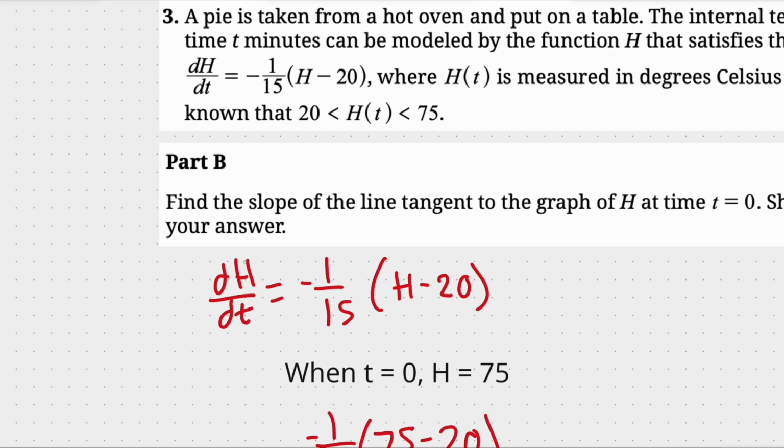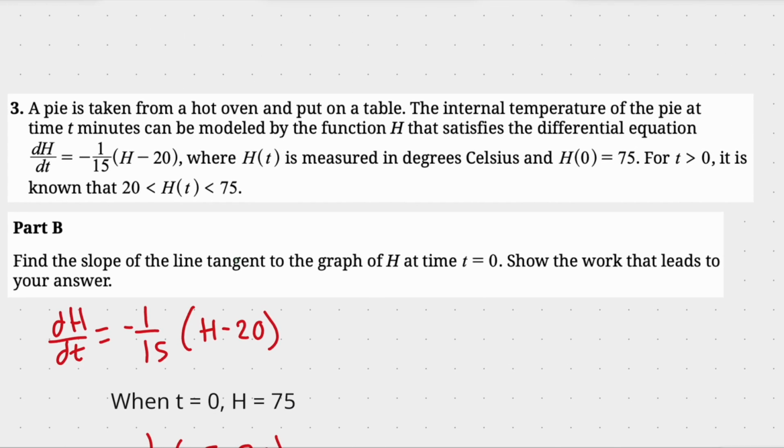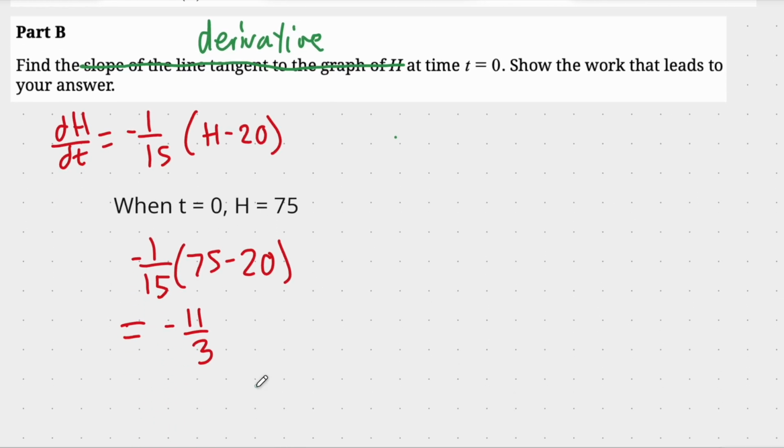Okay, so now on part B, let's find the slope of the tangent line. Slope of the tangent line, that just means derivative, right? They wrote a lot of words here when they could have just written derivative. So, it is at time t equals 0. Well, when t equals 0, it's 75. So I think I just need to plug in 75. So it's negative 11 over 3.